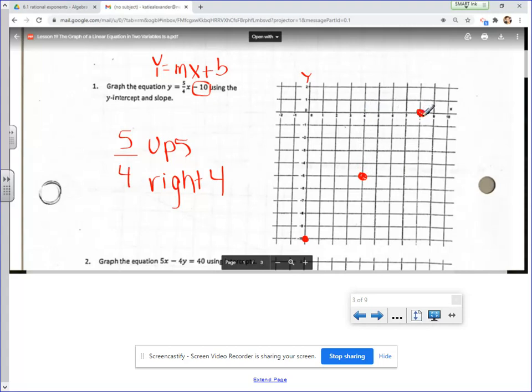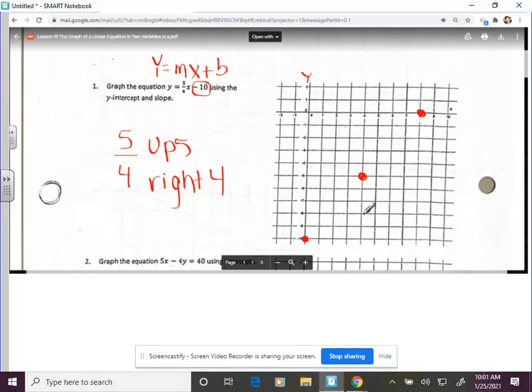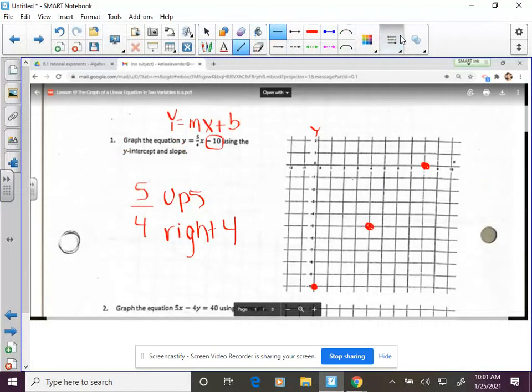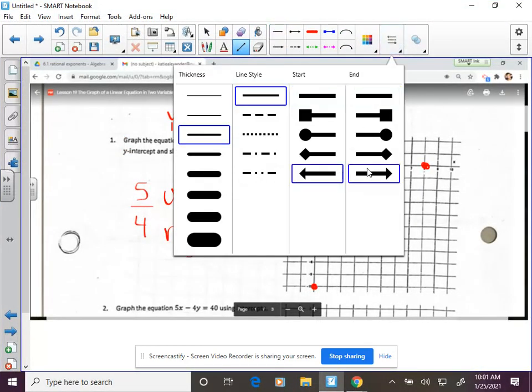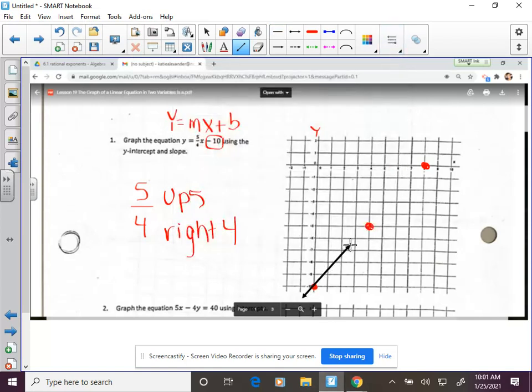How many points do you need to make a line? 2. So do you have to have that third point? No, you don't have to. I just put it there just because. So then what your ruler would come in handy for is you need to connect your dots.